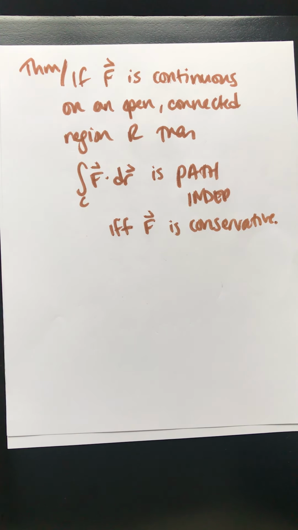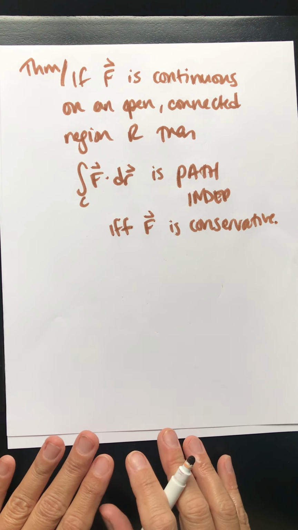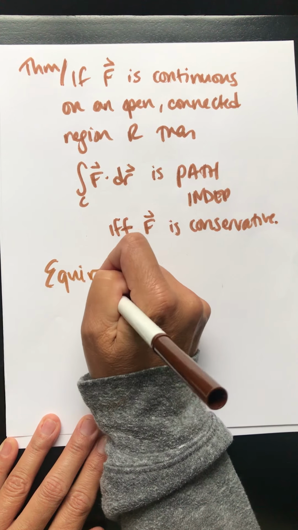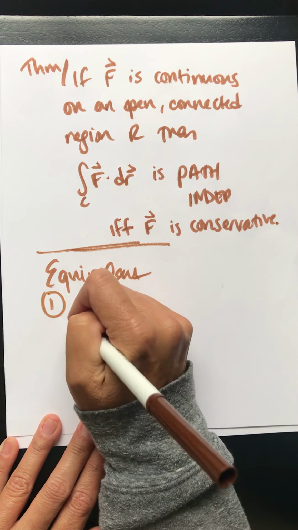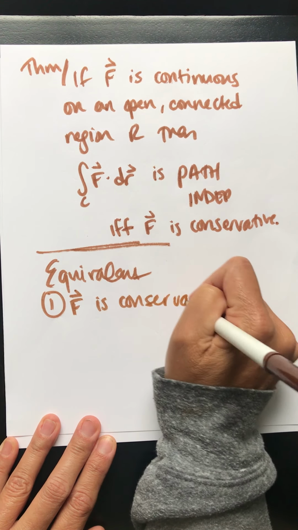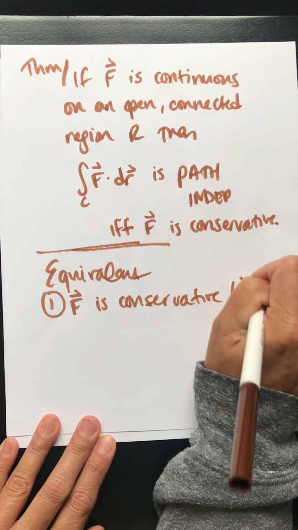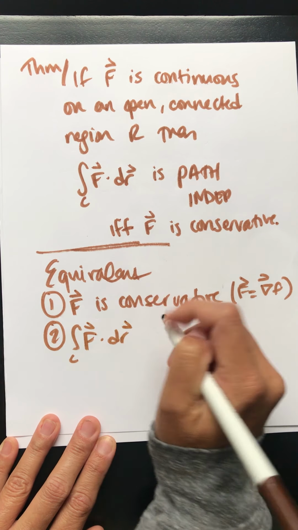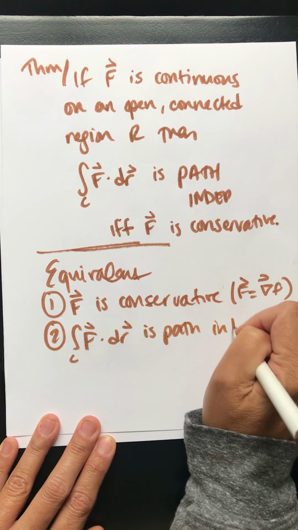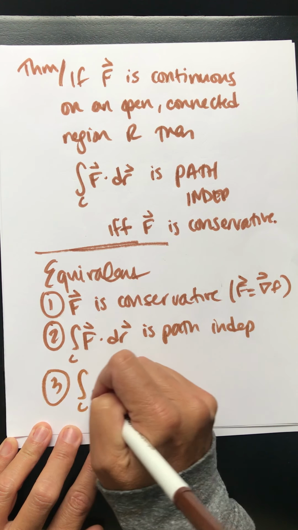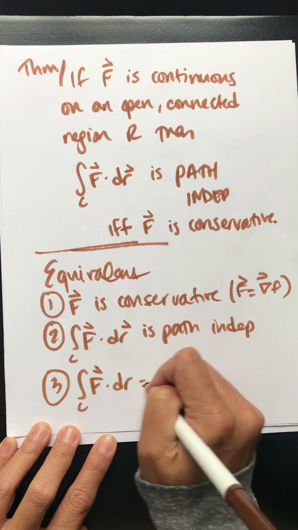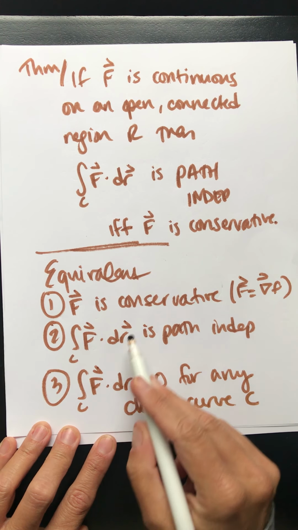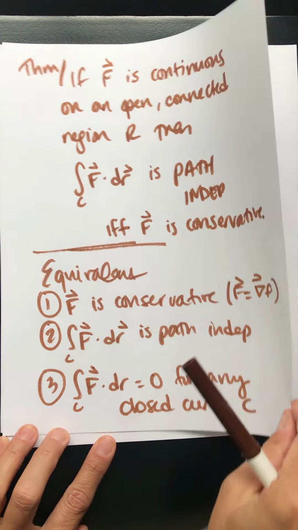So this is what we talked about today in class. What this gives us is the next theorem, which gives us a way to say that the following are equivalent. F is conservative, so F is grad f. This is the same as saying that my work is path independent. Or I could also say that anytime I have a closed curve, my work is zero, because if I go and end up at the same point, then I have accumulated no work.